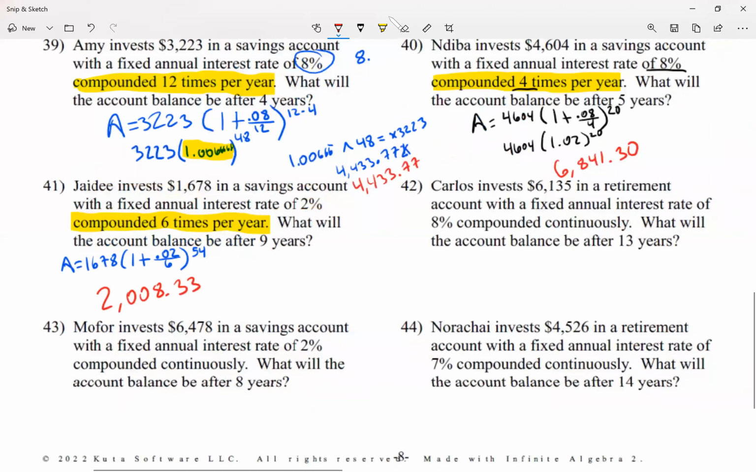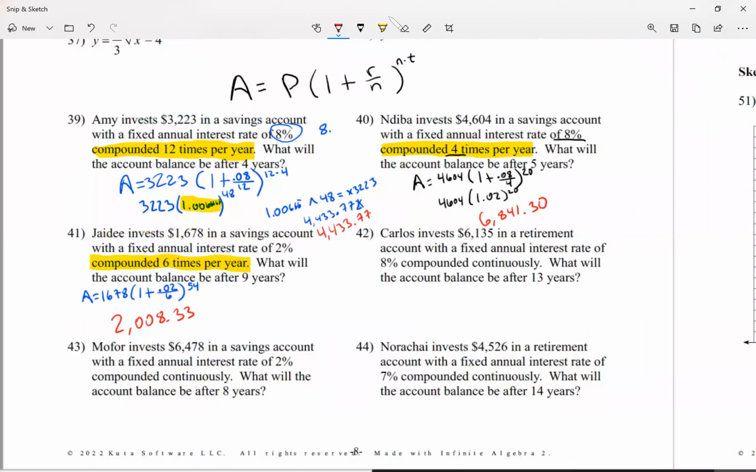Use the formula that I gave you. Principal times, inside parentheses, 1 plus R over N. R is the rate. N is how many times it gets compounded a year. Now my parentheses goes to an exponent, N times T. N is how many times per year, and T is how many years.